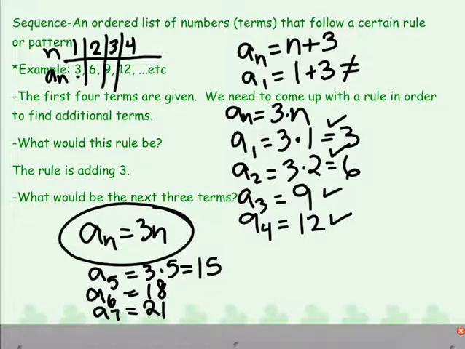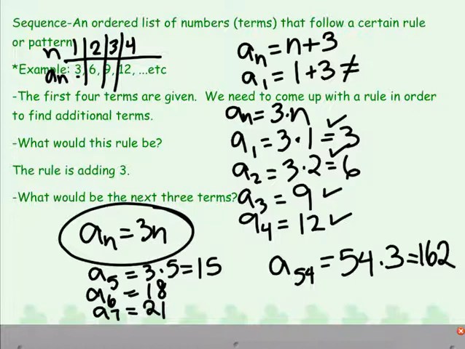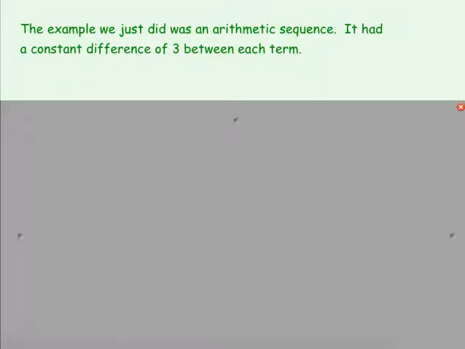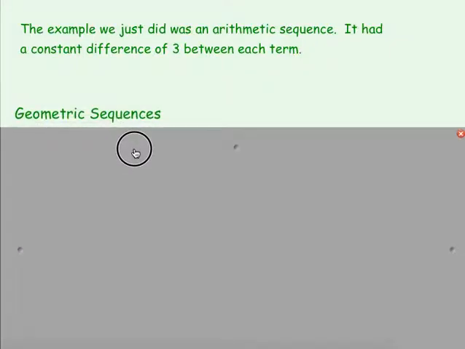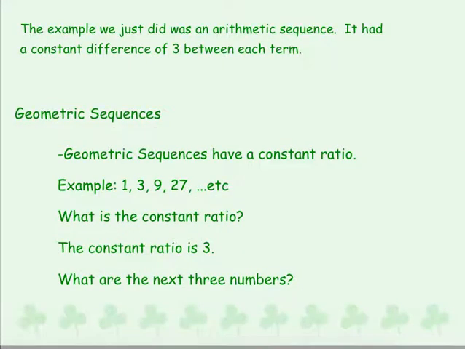What's really nice about this way of finding the formula is that I could go into really crazy numbers. Let's say we want the 54th term, a sub 54. All I need to do is do 54 times 3, and that will give me my answer. So let's see, that's 162. I don't even have to go up through the 50s at all. I can skip right to our 54th term in the sequence and find my answer. So it had a constant difference of 3 between each term. That makes it arithmetic.